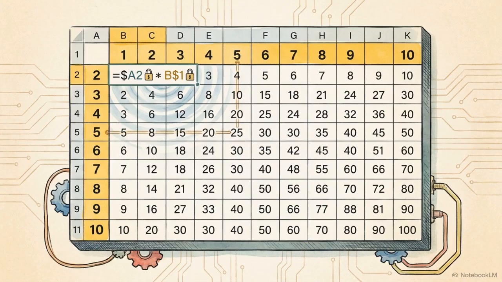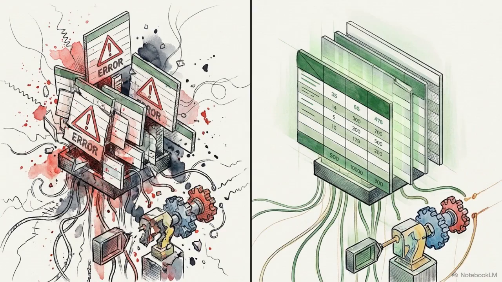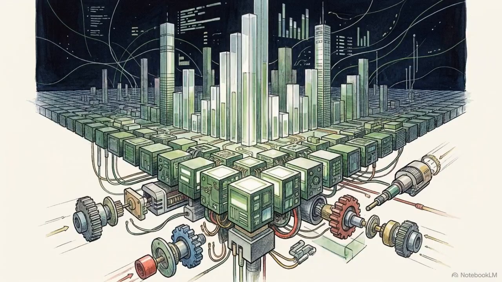Combining these two locks allows a single formula to populate a 100-cell grid symmetrically. Using mixed references minimizes manual formula adjustments that often lead to calculation errors in large datasets. Controlling this spatial geometry is the baseline requirement for constructing scalable analytical models.